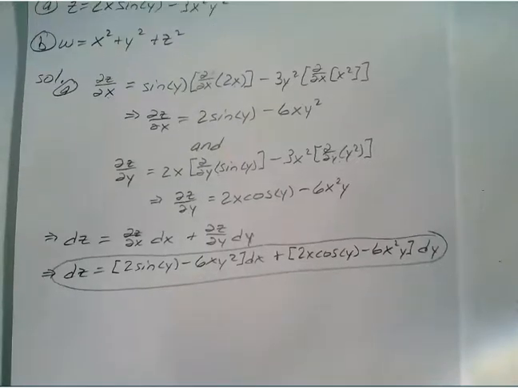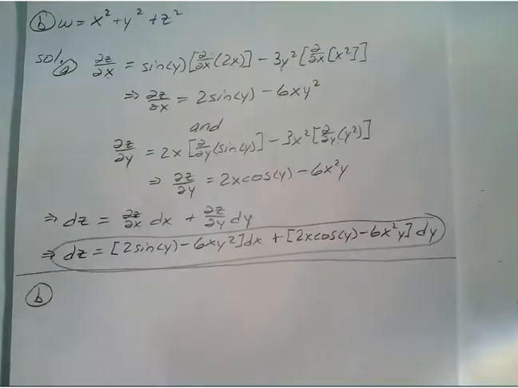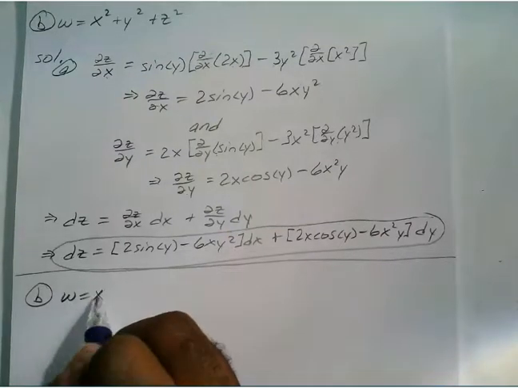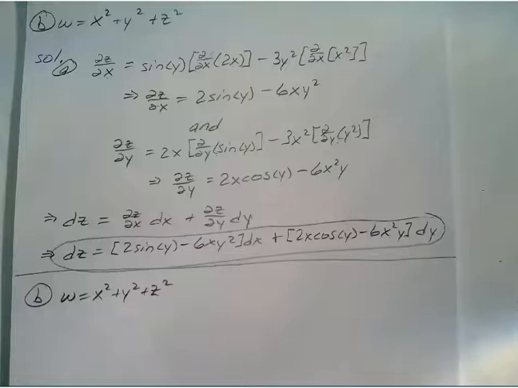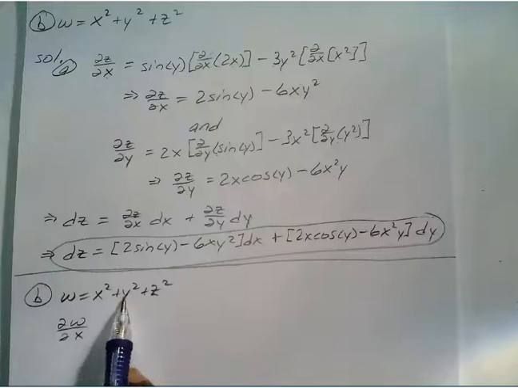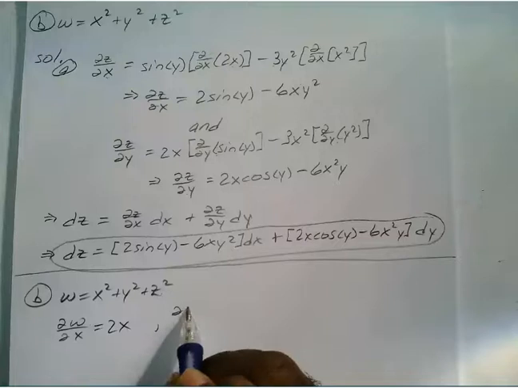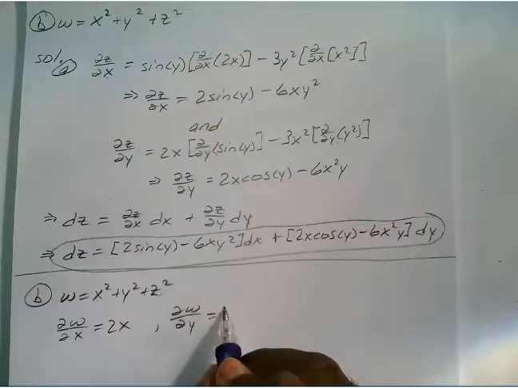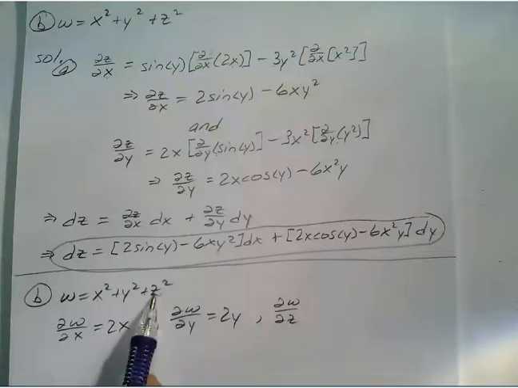Alright, so looking at problem B, go ahead and draw a line here. Okay, you see here that w equals x squared plus y squared plus z squared. Partial of w with respect to x, you see those aren't x's, so they would just become 0. So that would be 2x. Partial of w with respect to y, that would become 0, and that would become 0, so it ends up being just 2y. Partial of w with respect to z, that would be 2z.